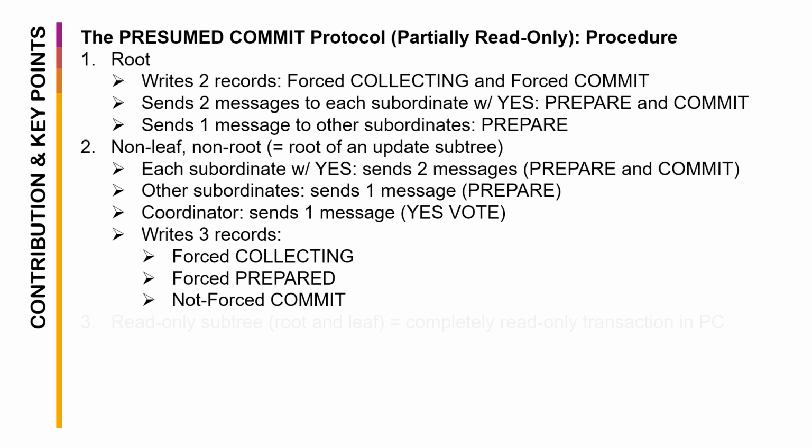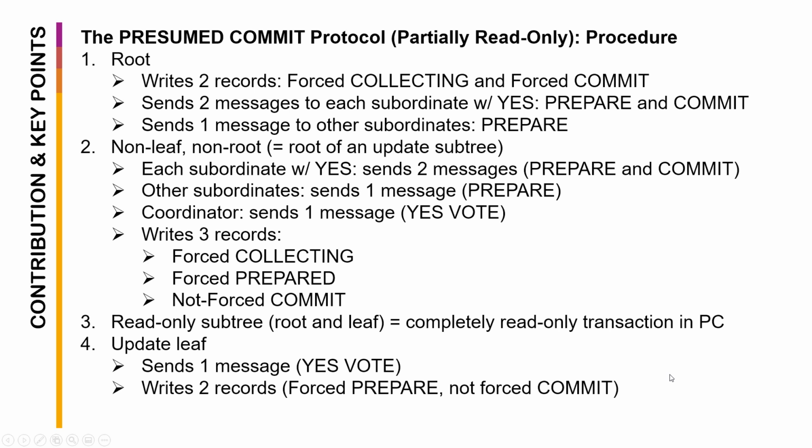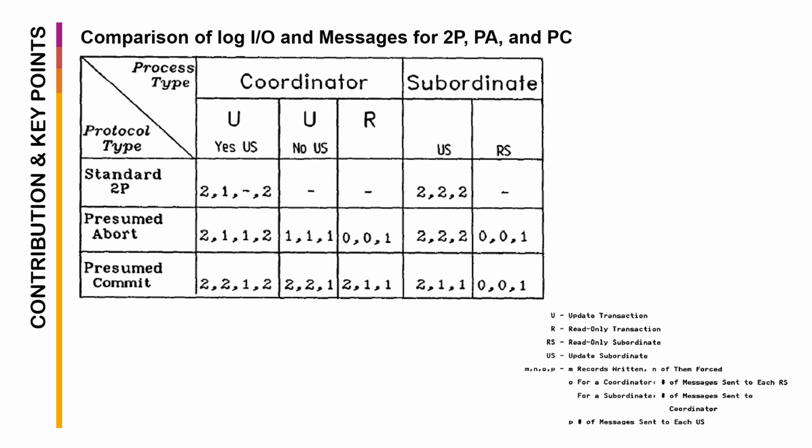Read-only leaf processes and processes that are roots of read-only subtrees, hence the entire read-only subtree, behave just like the corresponding processes in a completely read-only transaction in presumed commit. Now, the update leaf process sends one message, which is a yes vote, and writes two records, a forced prepare and a not forced commit. In the paper, they summarize the comparison of all the log writes and messages for the three protocols presented: the standard two-phase commit, presumed abort, and presumed commit.